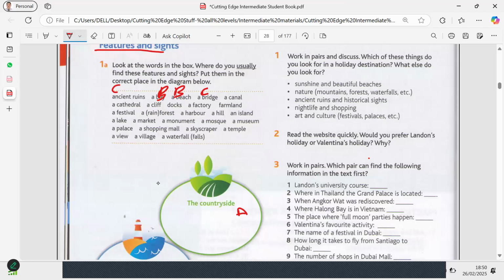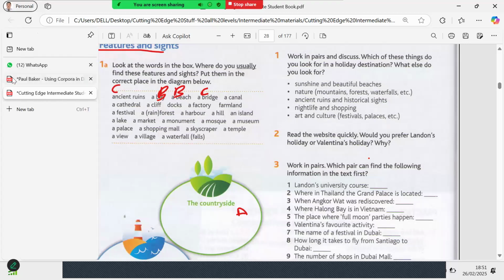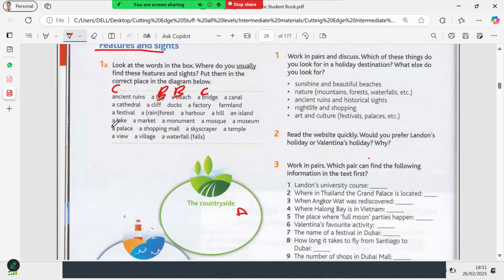A cathedral. In the village, right? In the countryside, I think. Actually, you can find a cathedral in the city. This is where Christians pray, as Muslims pray in the mosque, but Christians pray in a cathedral. Cliff. I think the countryside, right? Yeah, countryside.